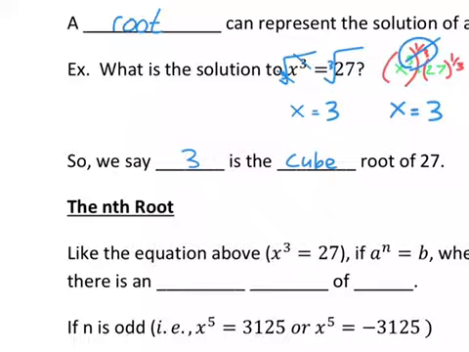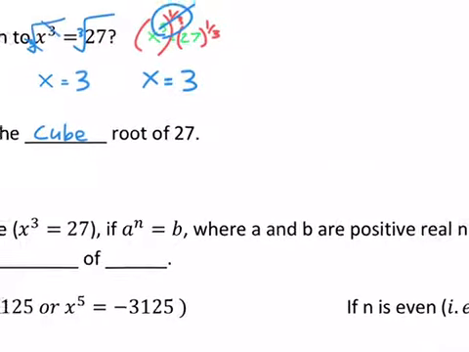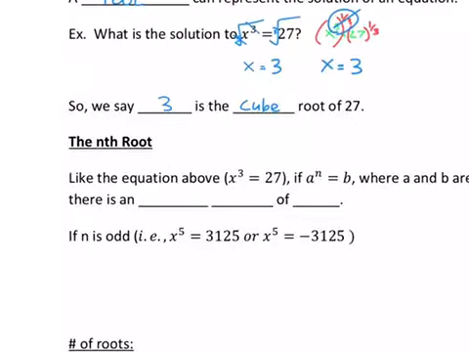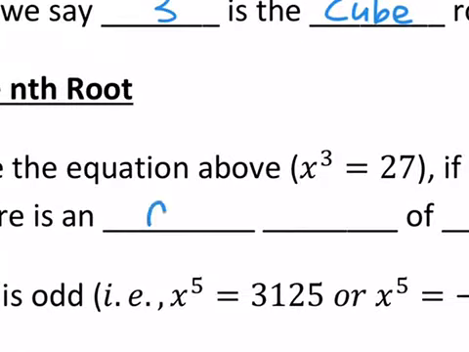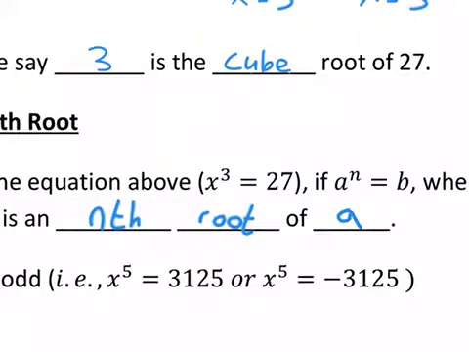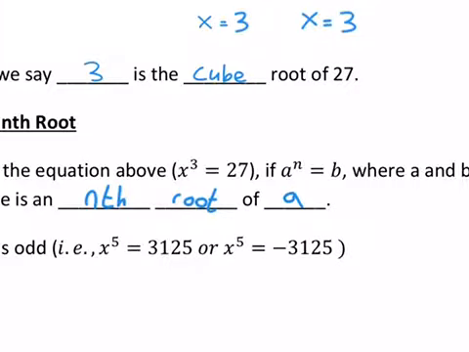So like the equation above, where we had x cubed equals 27, we can really do this with any numbers, as long as a and b are positive real numbers and n is a positive exponent. Then there will be an nth root of b, because the exponent will cancel out on the a. So we'll really be looking for the nth root of b. Like here, we took the cube root of 27 to get the x free.